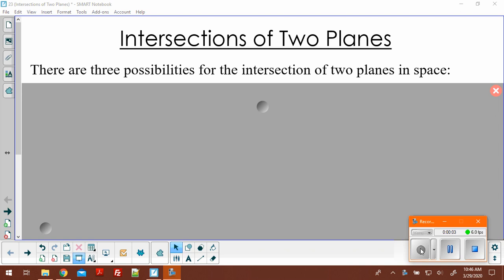Hello everyone. In the last lesson, we looked at the intersection of a line and a plane, and now we're going to start moving up to intersections of planes. We're going to start with 2, and over the course of the week, we're going to build up to 3. We're starting with 2 because the intersection of 2 planes in 3-dimensional space is kind of similar to doing the intersections of 2 lines in 2-dimensional space.